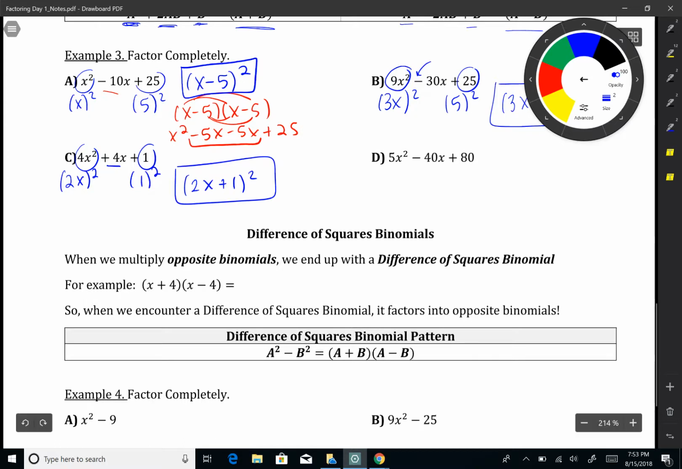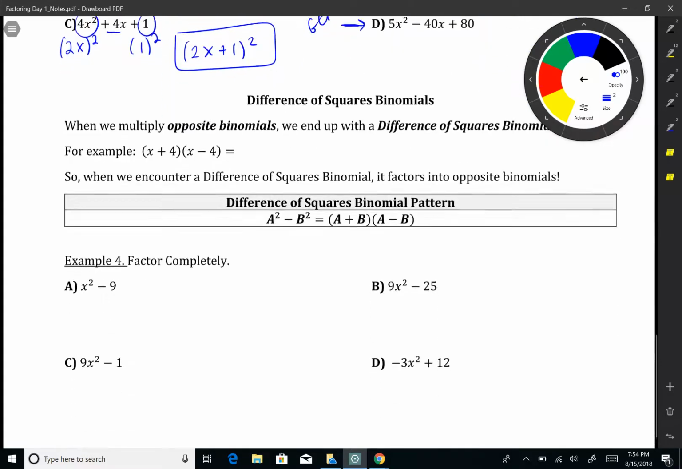And finally, my last one. Ooh, guess what? We're going to keep the last one for tomorrow because we're going to have to do some GCF work, which we didn't do in the first video. We'll do it tomorrow in class. We have to move to our next special case, which is a difference of squares binomial.